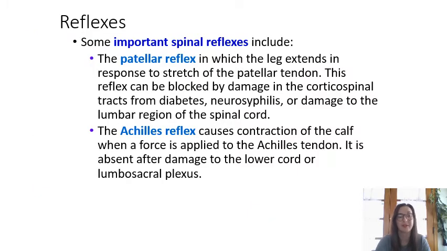All right, and then also the Achilles reflex. So in addition to the patellar reflex, this is another one. If you apply pressure to the Achilles tendon, which is also called the calcaneal tendon, that's on the back of your heel, it would normally cause contraction of the calf muscles. If you don't see that reflex, then we can say that there's something wrong. Probably there's been damage to the lumbosacral plexus.